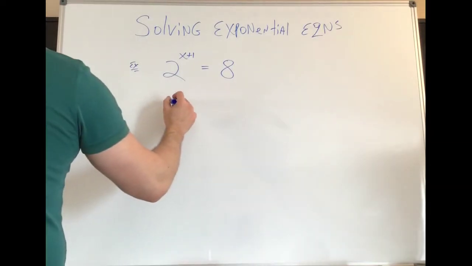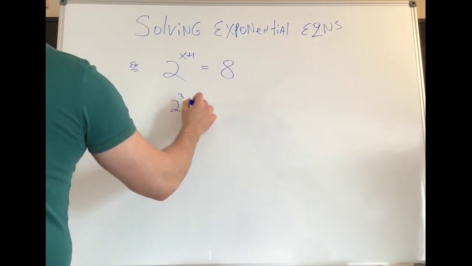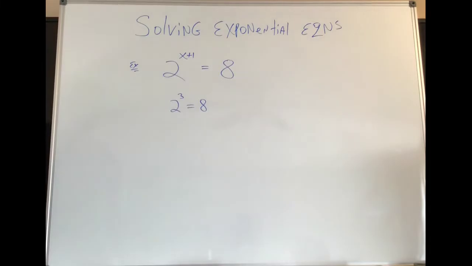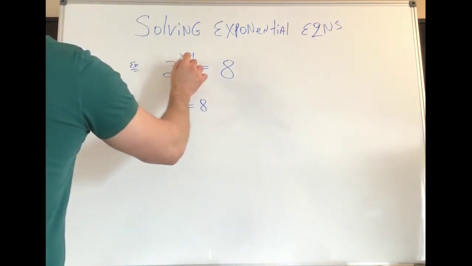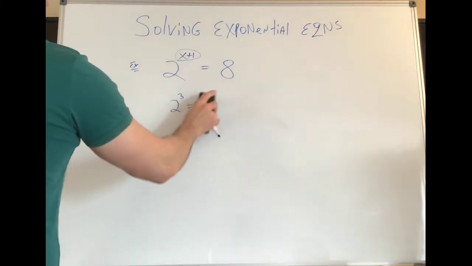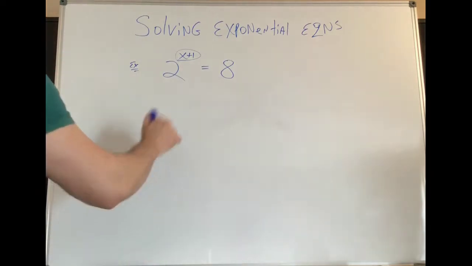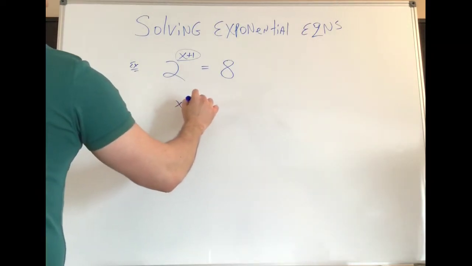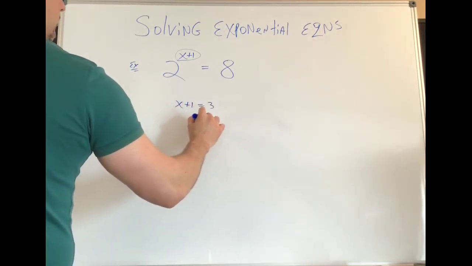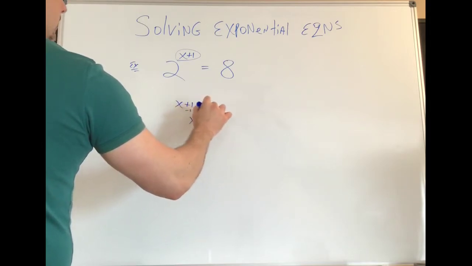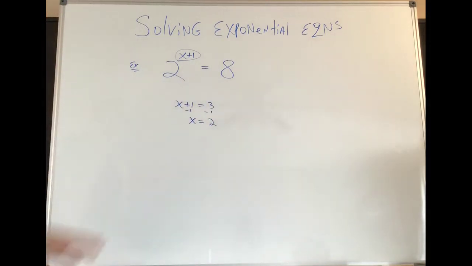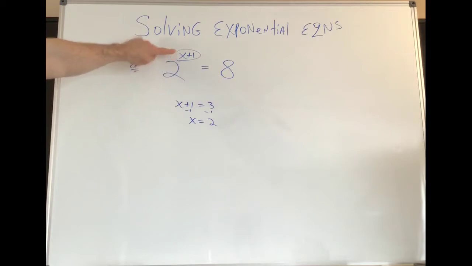Well, I know 2 to the third is 8, right? I know that whatever x is, that power has to be 3. So I know that x plus 1 must be 3. So then I know x must be 2, right? Subtract 1. I'll do it like you're in the 3rd grade. So x would have to be 2. If x is 2, then that power is 3, and 2 to the third is 8.